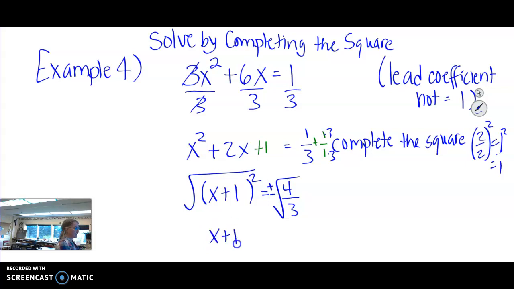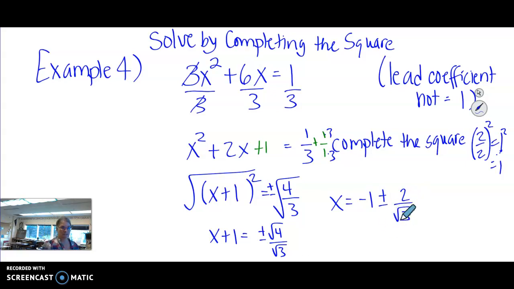So x plus 1 equals plus or minus the square root of 4 over the square root of 3. And then subtract 1 from both sides, and you get -1 plus or minus the square root of 4 is 2, and then I have it over the square root of 3.